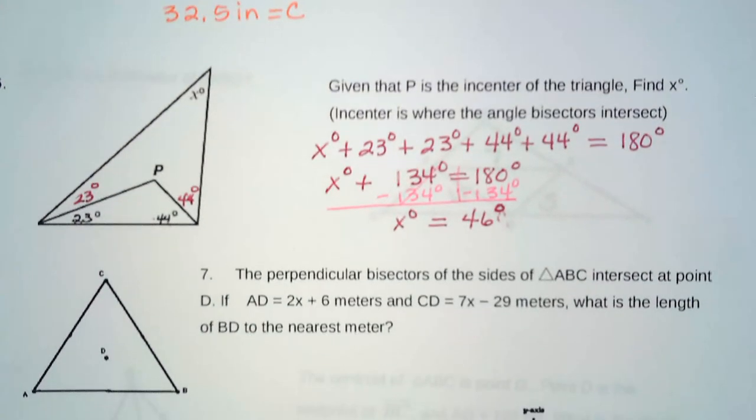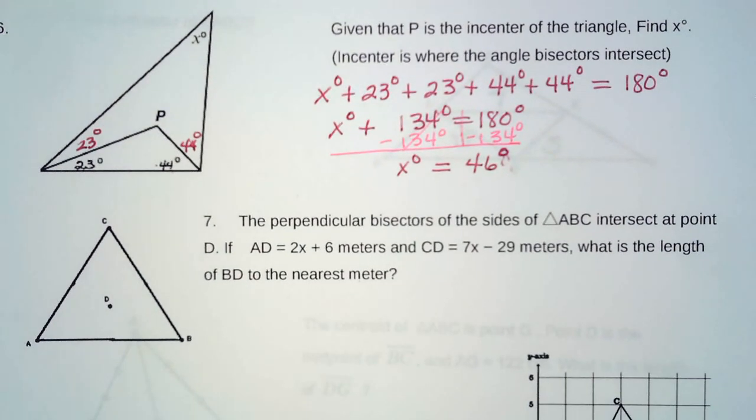Okay, number 7 is talking about the perpendicular bisectors. What is a perpendicular bisector? Well, it's perpendicular and it cuts the edge in half. So if D is a point where they intersect, and you know the length of AD and you know the length of DC, how are you going to find the length of BD?